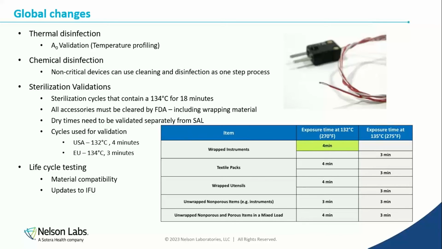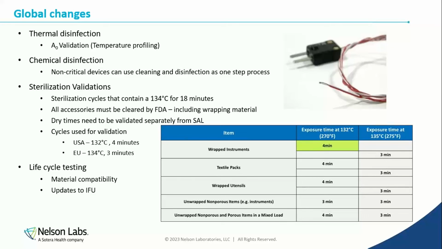And cycles used for validation: here in the United States, we have 132 degrees at 4 minutes for a pre-vacuum cycle. Europe has 134 at 3 minutes. So there is a difference, and you have to validate them separately. You can use a hybrid cycle, and by hybrid, you can use US 132 with the 3 minutes of EU and say that if I can do that, everything else should suffice. It has been accepted many times, but they do question the dry times. The dry times have to be done at those temperatures. They cannot be combined at all. Only the sterilization testing can be.